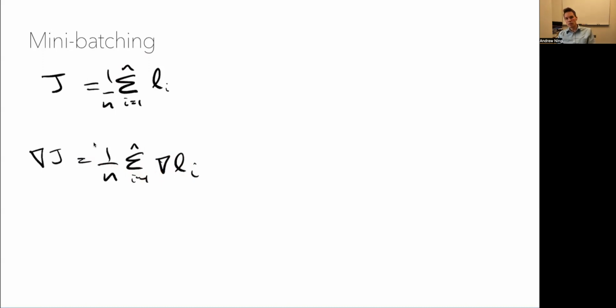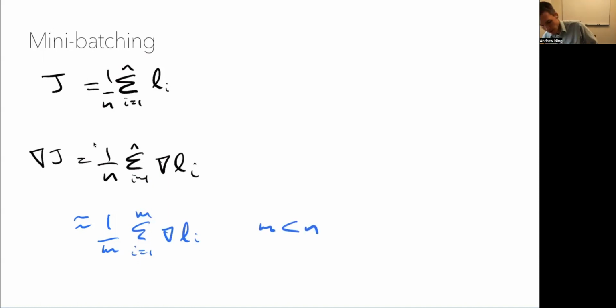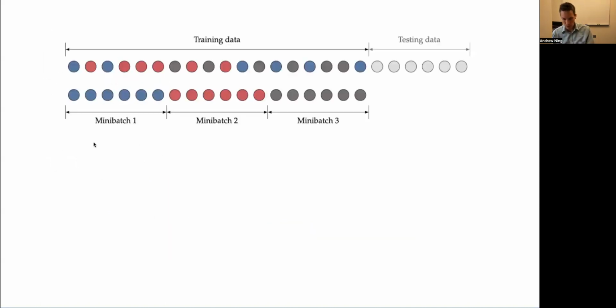But as we mentioned, I don't necessarily have to do that to get a reasonable estimate. I could approximate this as 1 over m, where m is less than n. So let's say n is 1,000,000. Maybe I'm going to break it up into batches of 1,000 or 100 or something and give myself an estimate of that gradient. So pictorially, here's what that might look like.